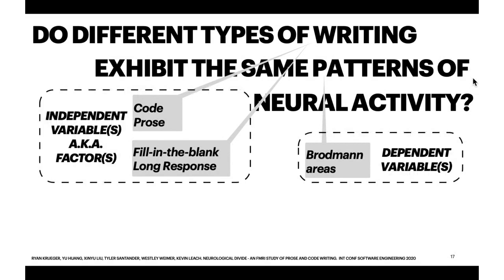So not surprisingly, the type of writing is what the researchers can manipulate. So those are independent variables, also known as factors. And the dependent variable is Brodmann area. But there is another category of variables.